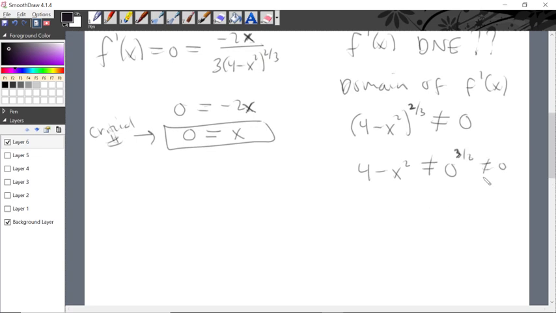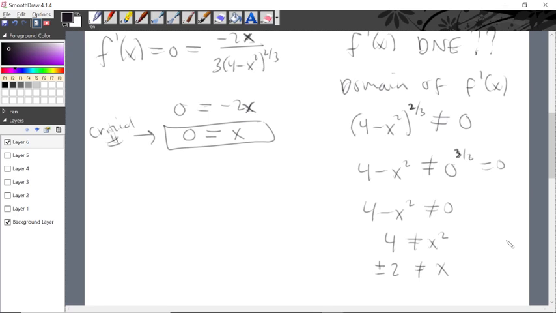All right, that's just equal to 0. Well, not equal to 0. That's equal to 0, right? So where does 4 minus x squared equal 0? 4 minus x squared is not allowed to equal 0 then. That means 4 is not allowed to equal x squared. That means x is not allowed to equal plus or minus 2, plus or minus the square root of 4, right?